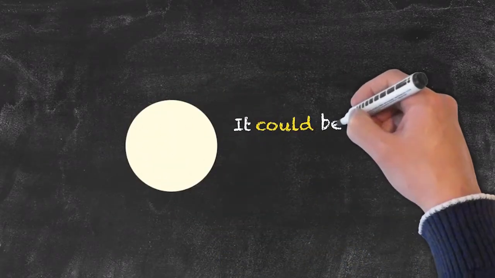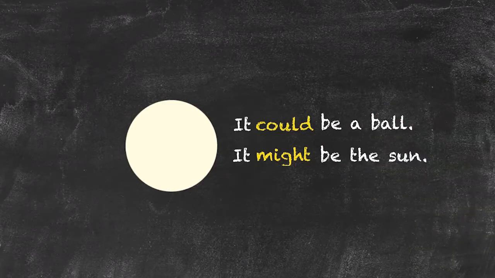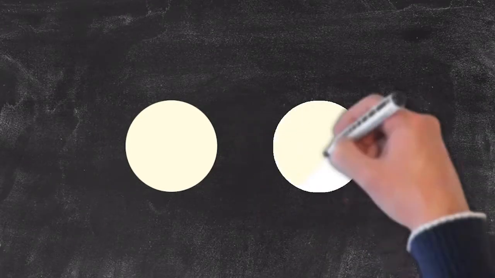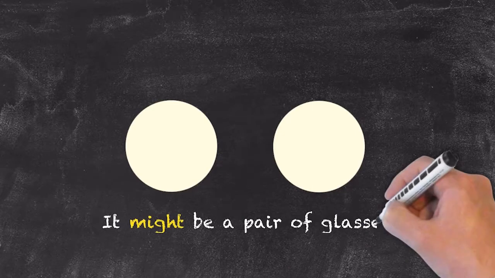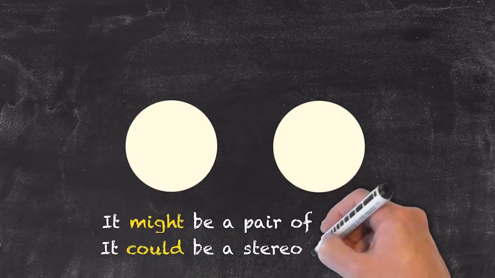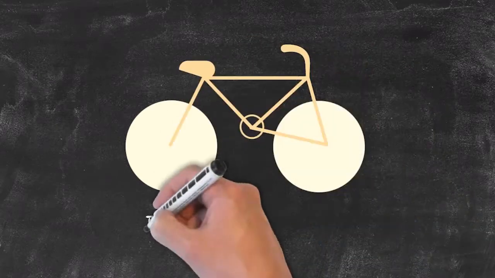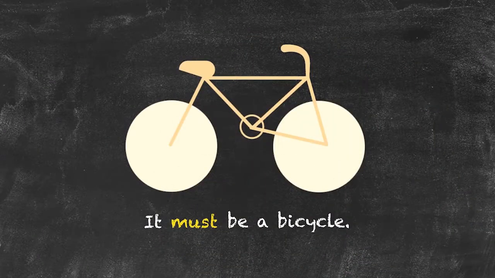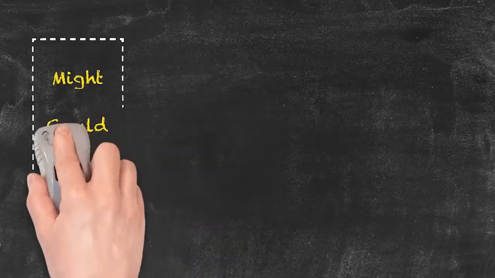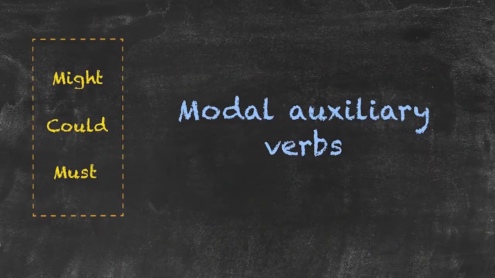It could be a ball. It might be the sun. Let's draw a second circle. It might be a pair of glasses. It could be a stereo radio. If we were to continue, we would say it must be a bicycle. These words that I've boxed, might, could, and must, are called modal auxiliary verbs.